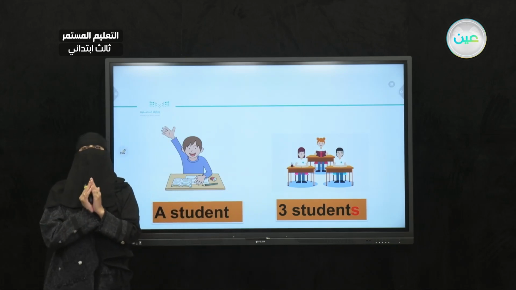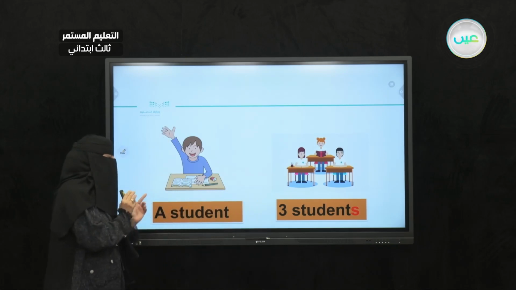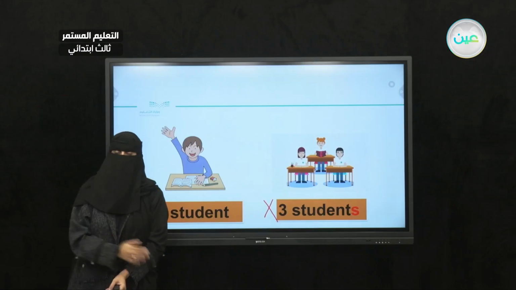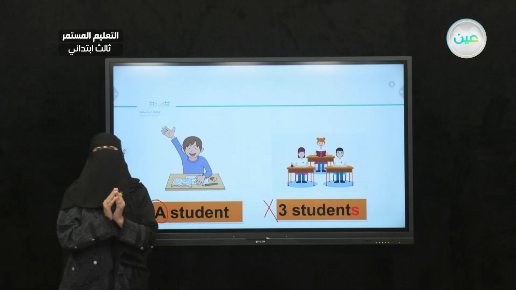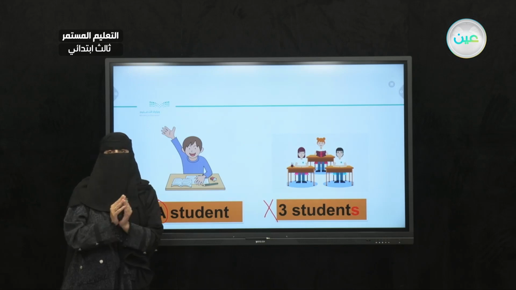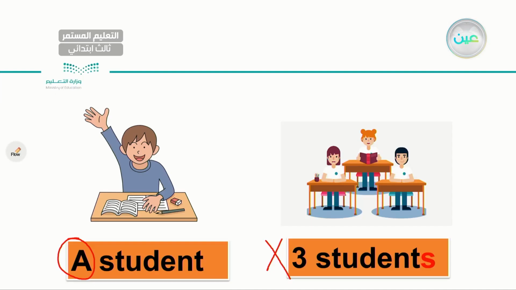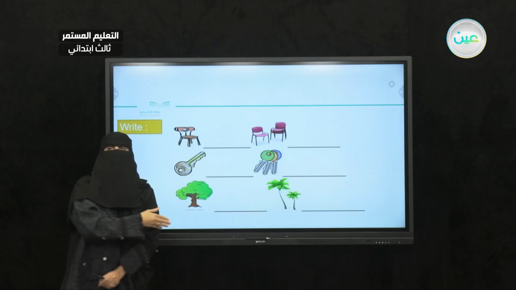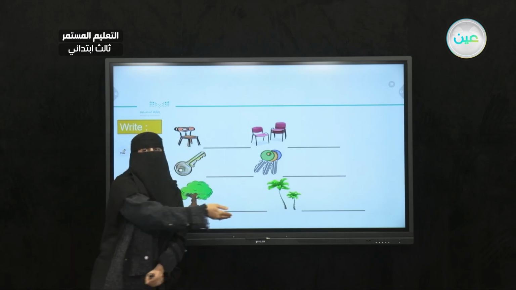With singular, I will use articles. As you can see here, I'm using the article a: a student. Okay? But with plural, I'm not using any articles. No need for articles. Again, I'm using articles, especially a and an, only with singular. A student, 3 students. Okay? Now, as you can see here, I have singular items to your left and plural items to your right.